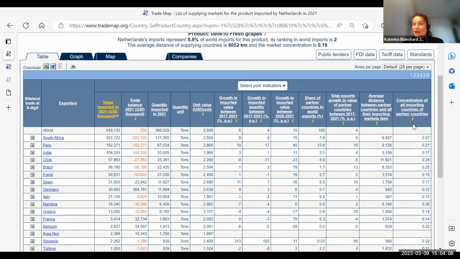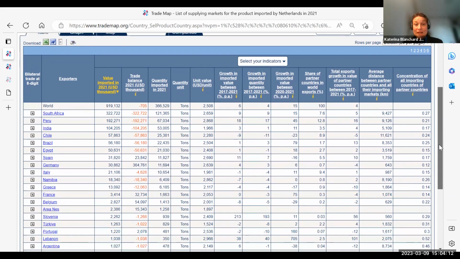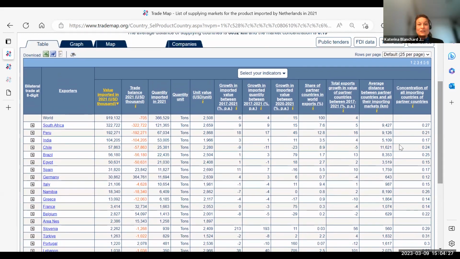So our advisor and our client would probably be happy to see this, seeing that Peru is already strongly tapping into this market, that the exports from Peru to the Netherlands are growing, and that, for example, Peru is doing better than some of its competitors, such as South Africa.